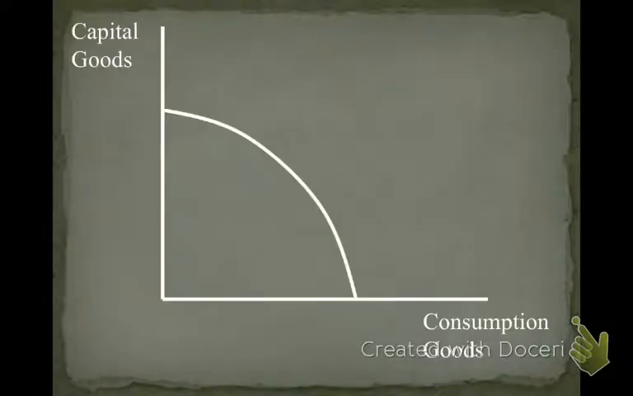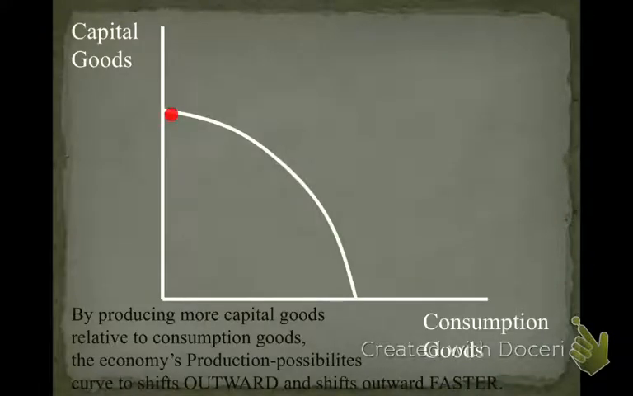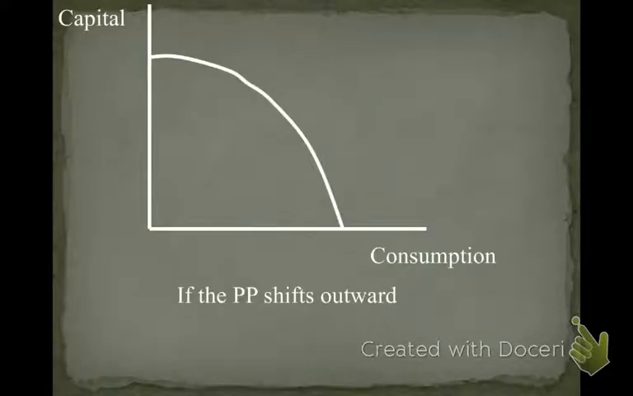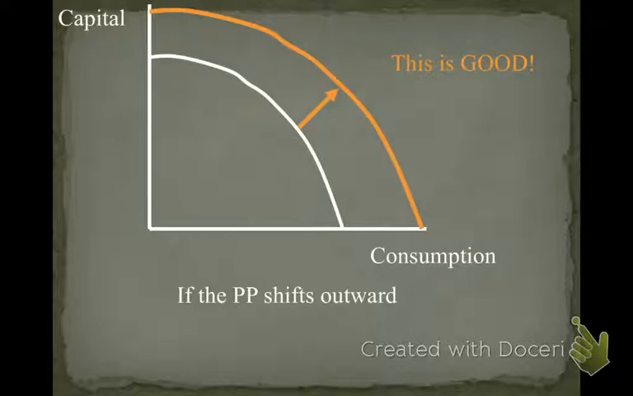We're going to talk about how we make the production possibility curve shift outward. Shifting outward is a good thing. That's what every economy looks to do, whether you're North Korea or the United States or China or whatever, you're looking to push your production possibility curve outward.